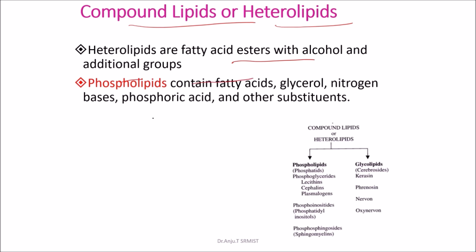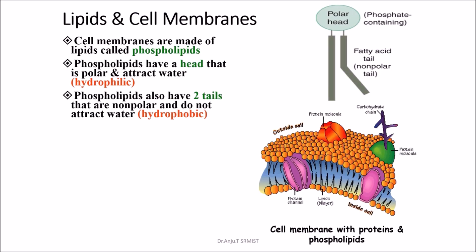Compound lipids, also called heterolipids, are fatty acid esters with alcohol and in addition some additional groups. One good example is phospholipids. It contains fatty acids, glycerol, nitrogenous bases, phosphoric acid and other substituents. So phospholipid is a good example of compound lipids. If you see this phospholipid, like the fats, it also has fatty acid chains attached to glycerol. Here there are 2 fatty acid chains, and the third carbon is linked to a phosphate group. And we can see the cell membranes are all made up of these lipids, that is the phospholipids.